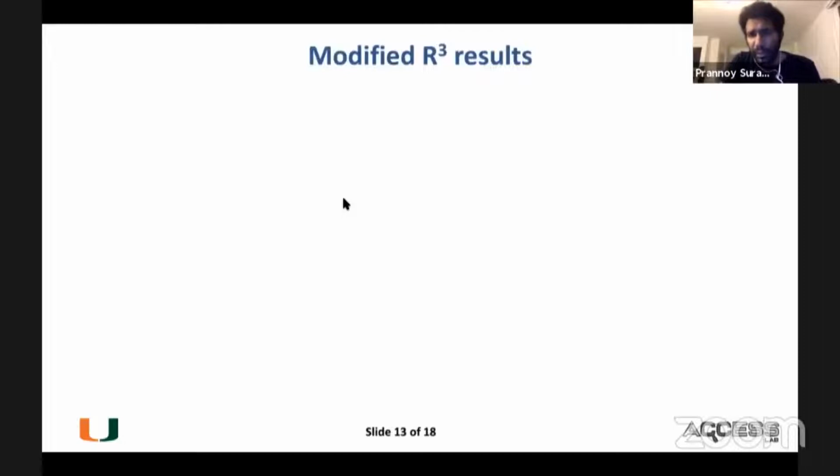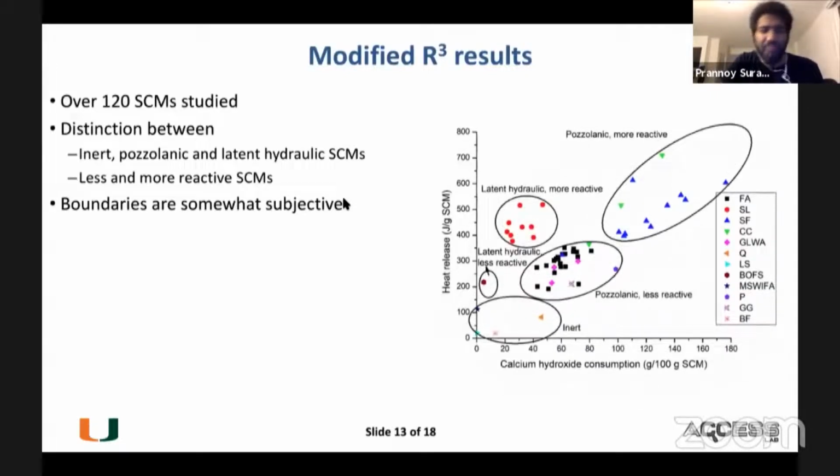So we've been calling this the modified R3 test. We've tested it on about 120 SCMs so far. My PhD student Shivakumar Ramanathan has led a lot of work on this. And the graph here does not show 120 materials.